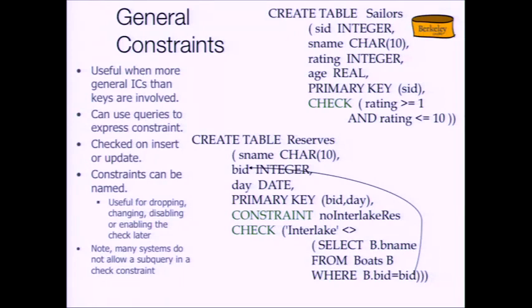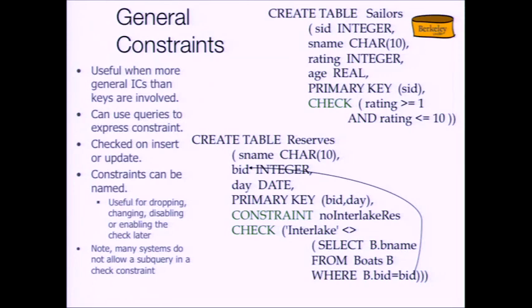And the other thing that's not super interesting, but it's good to know, is that you can name constraints. So this is saying, hey, this is a constraint that boats can't be named interlake. And the question is, why might you want to name the constraint? Some systems, I think, force you to give it a name. The reason is because you can go back later and alter the table and say, you know what, I don't care about that constraint anymore.